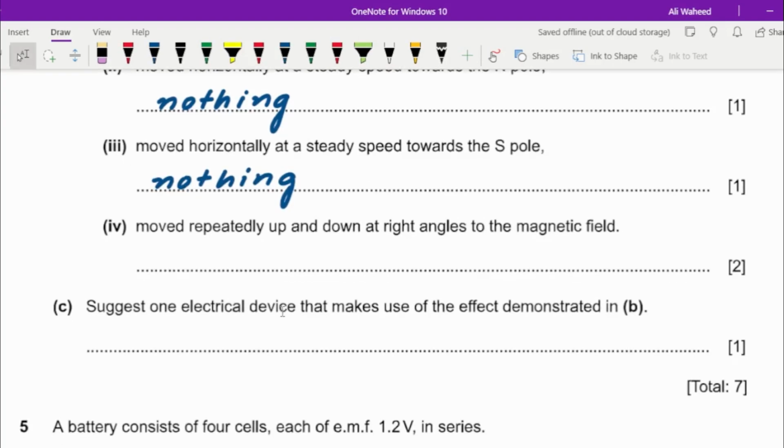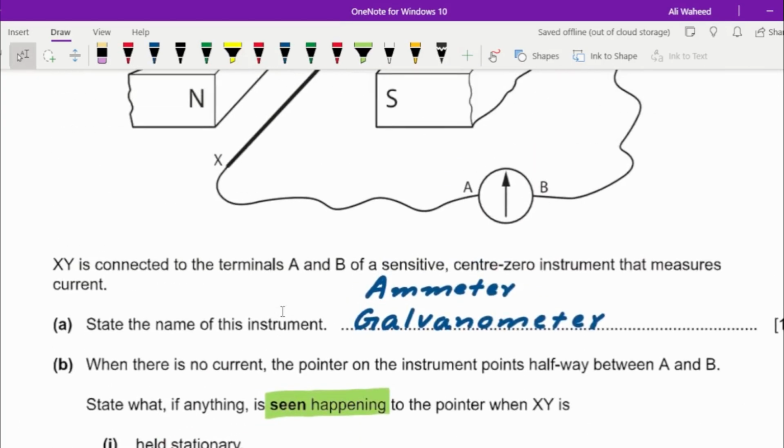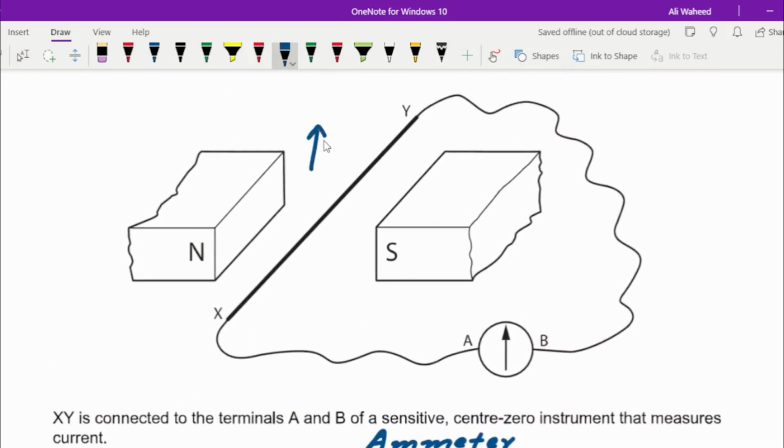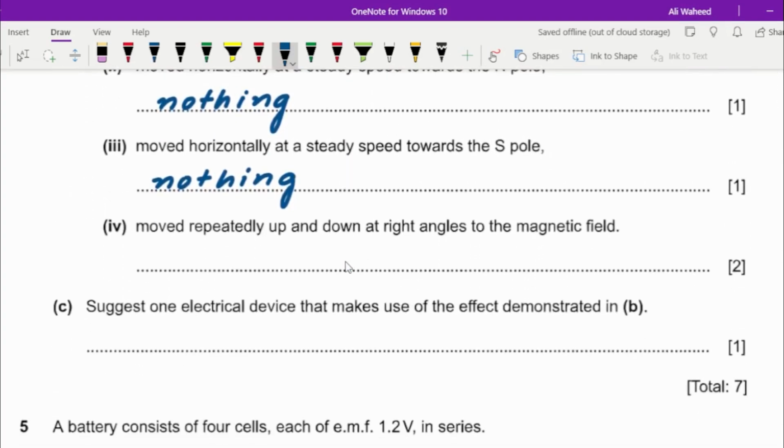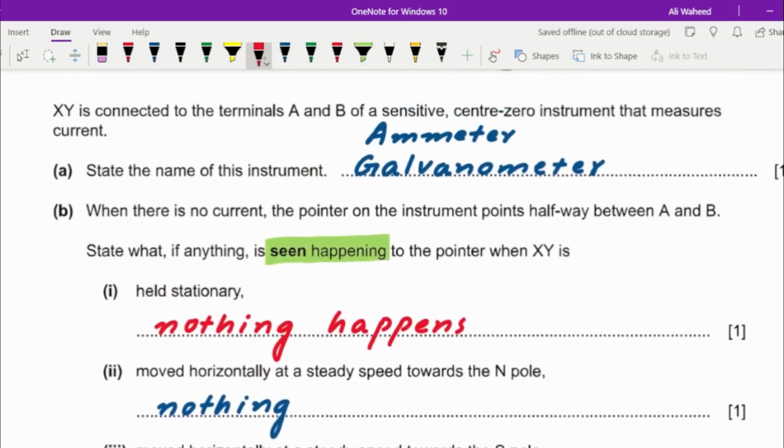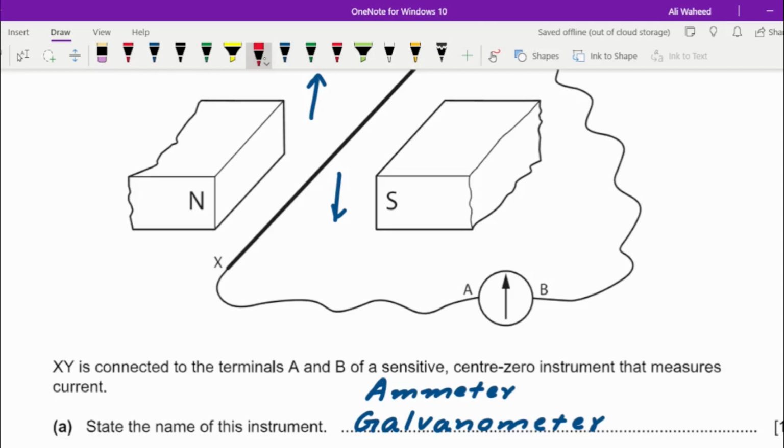Move repeatedly up and down at right angle to the magnetic field. So you're moving it up and down, you're giving it a vertical motion. As it moves out of the field lines and into the field lines, there would be a rate of change of magnetic flux linkage, and hence when you're moving it inside the magnetic field lines, the pointer would move to the positive side, and once you move it away, the rate of change of magnetic flux linkage is decreasing, and the pointer would move to the negative side.